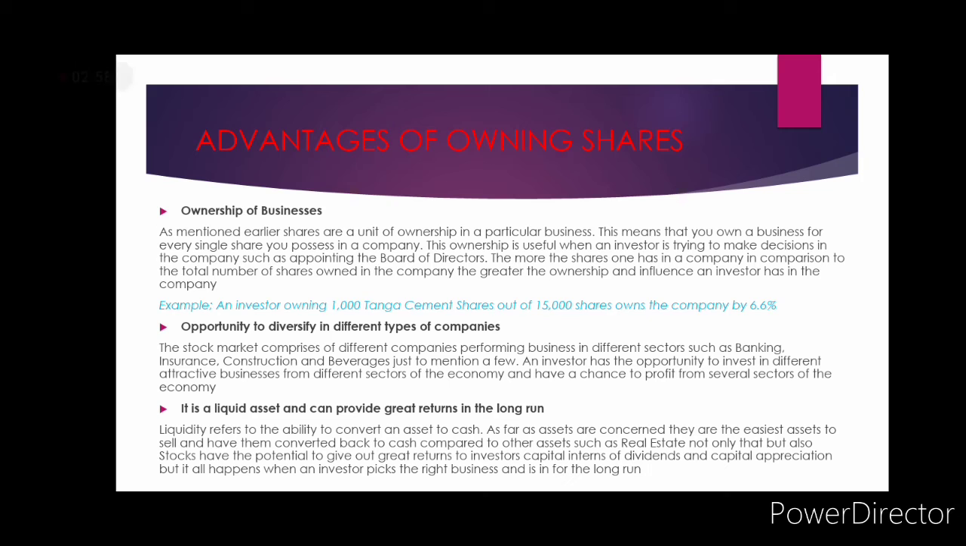So then as an investor, let's say you own an airline business. Yes, you will be affected by the downfall of that sector, but then you have banking and telecoms, which have done really, really well. Because these two sectors have done really well, they get to offset the losses you might have incurred through owning a business in the airline sector.